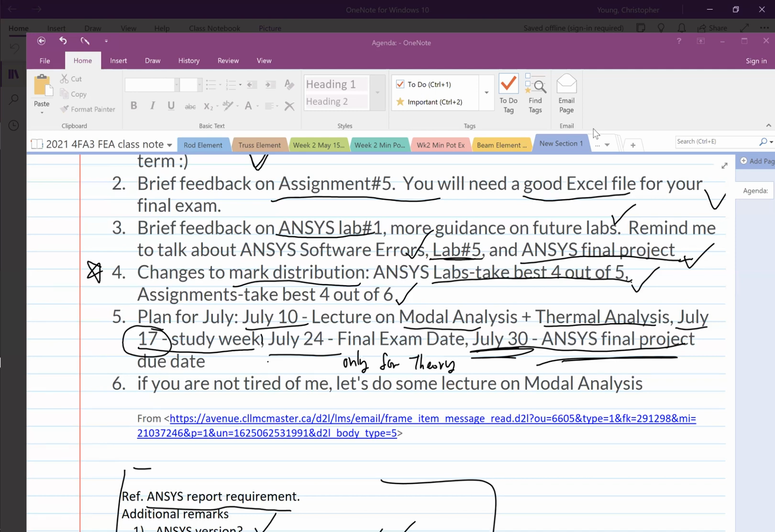Lab 2, question 1, do we have to hand calculate? Yes, please. You hand calculate and then you compare that with your ANSYS calculated stress. The hand calculation of the stress is not too difficult. It's just the net force divided by the cross-sectional area. Okay, any more questions?